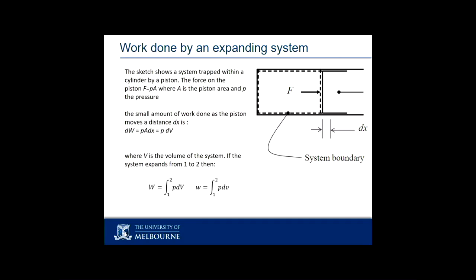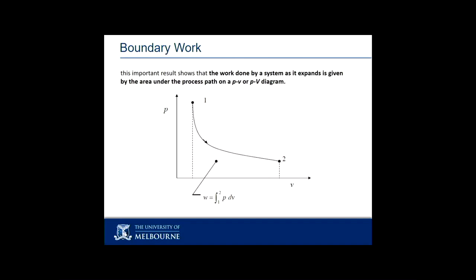So my work done is the integral of P dV. If it were a constant pressure process, my pressure would come out of that integral, and I would just say my work done is the pressure times my change in volume. But if I don't know that it's a constant pressure process, it doesn't matter. There's a really, really important thing that pops out of this.